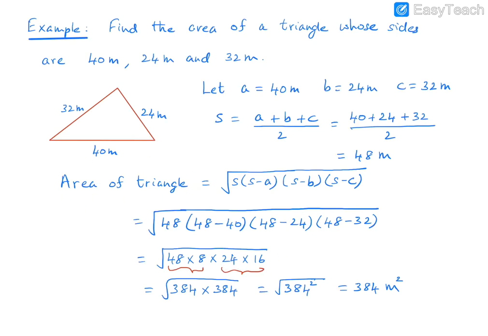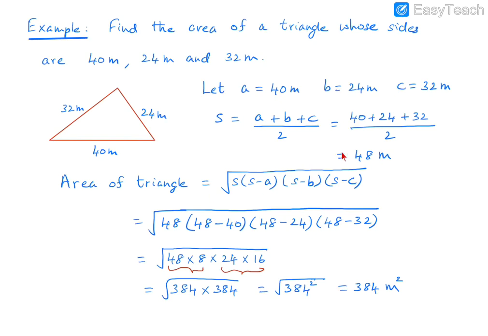So we have 48 into 8 into 24 into 16 under the root, and that gives us the area of the triangle. All we need to do is compute the square root. 48 into 8 is 384, and 24 into 16 is also 384. So the square root of 384 into 384 is basically the square root of 384 squared. When you have a square and a square root, they cancel out each other, and we end up getting 384 as our answer. Since we are dealing with area, the unit is square units. Since the units are given in meters, we get meter square. So the area of the triangle has been computed here without using the half base into height formula.